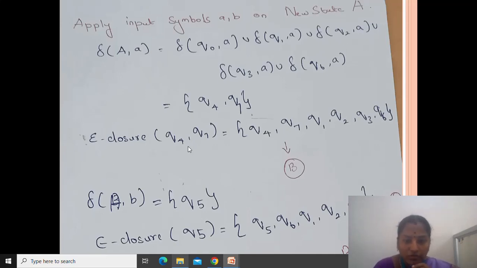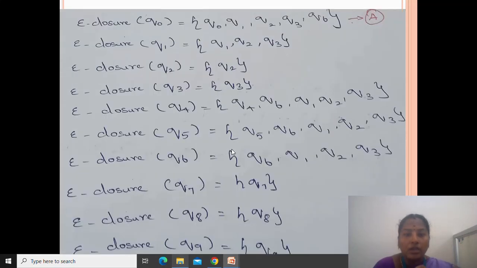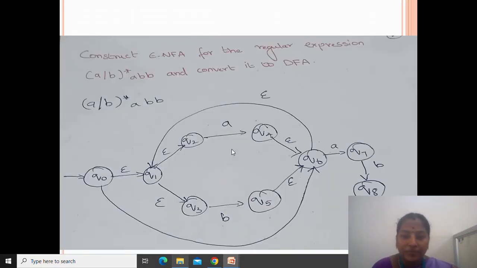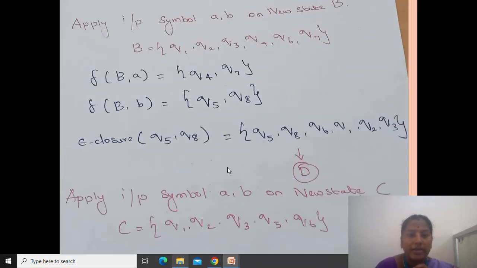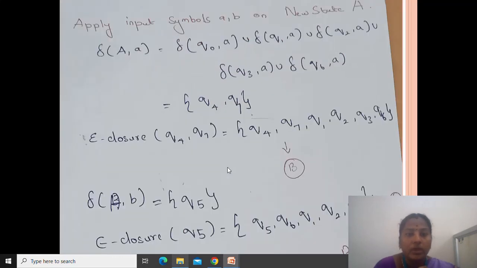Epsilon closure of q4 and q7 means wherever the epsilon moves go. If it is q4, it goes to q6, and q7 has no epsilon moves, it's q7 itself. So the result is q4, q6, q1, q2, q3 and q7. This is the epsilon closure for q4 and q7, and it is represented as another new state.